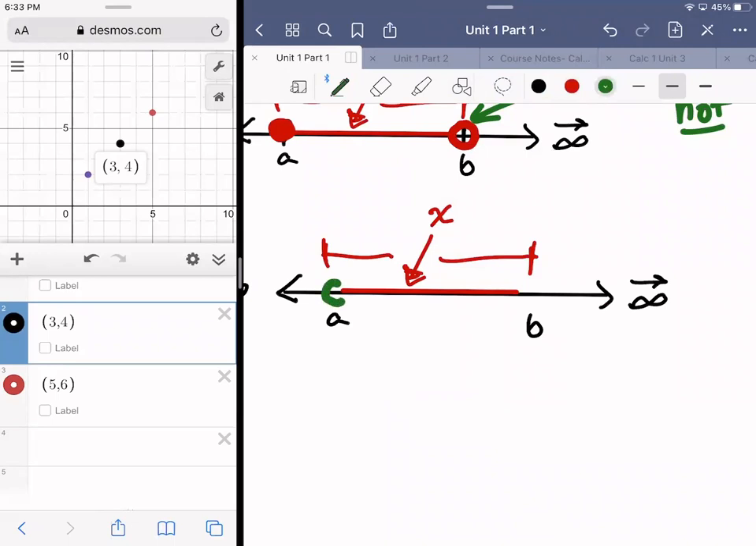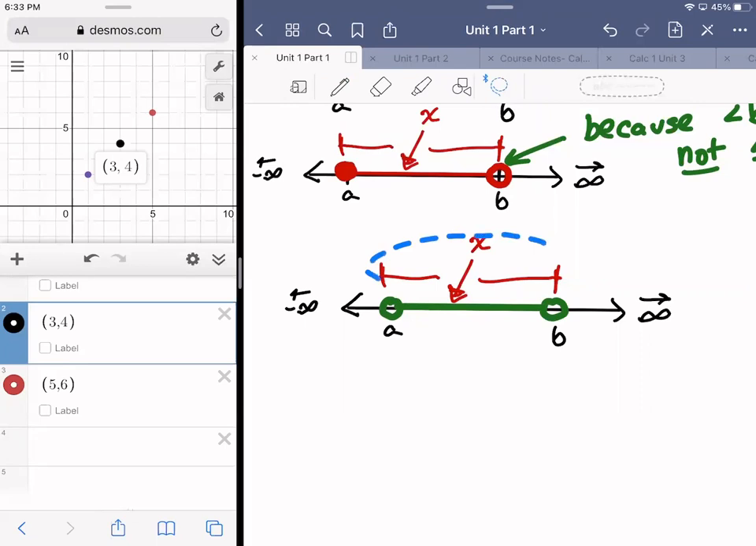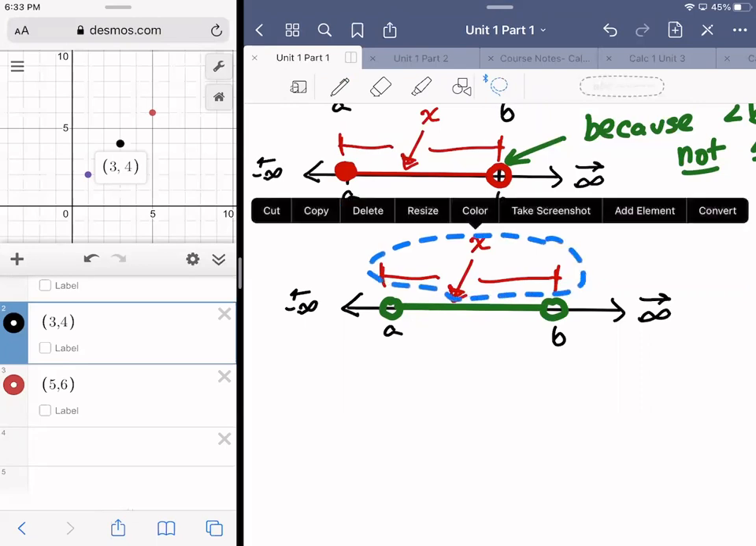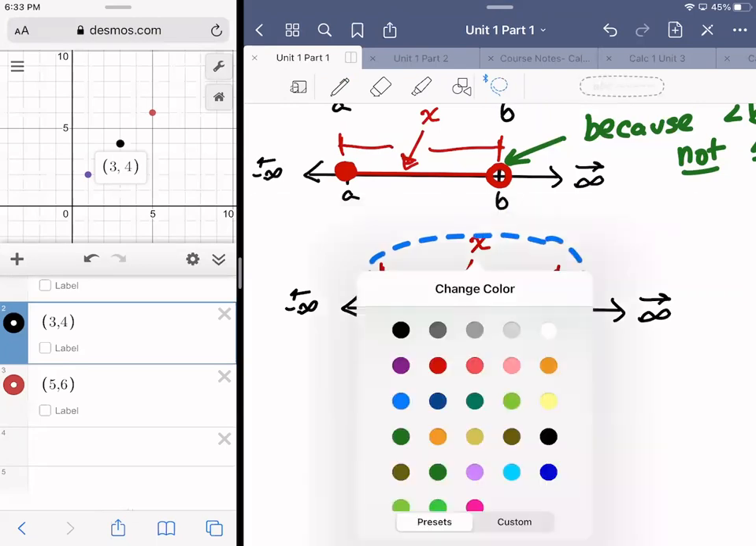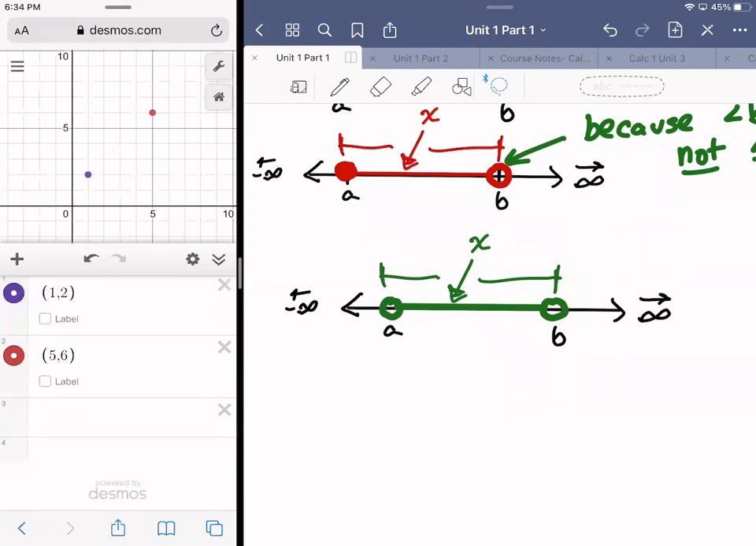So that would look like this, open circle to open circle. All right, and everything in between. Or just everything in between, really. All right, so everything in between 3 and 4. So it's kind of weird, definitely a little on the tricky side.